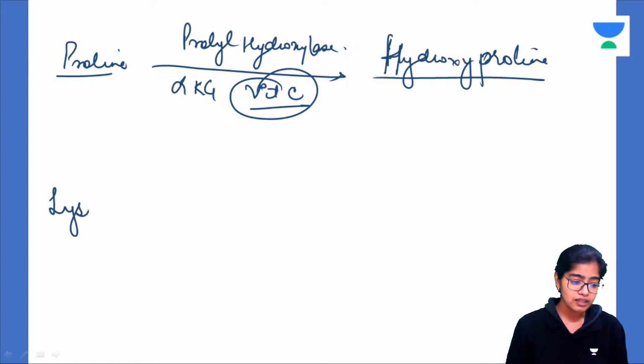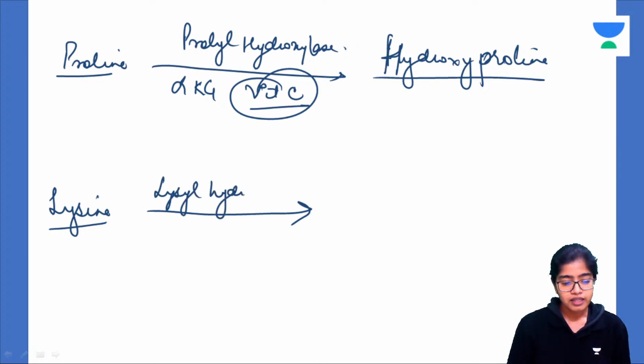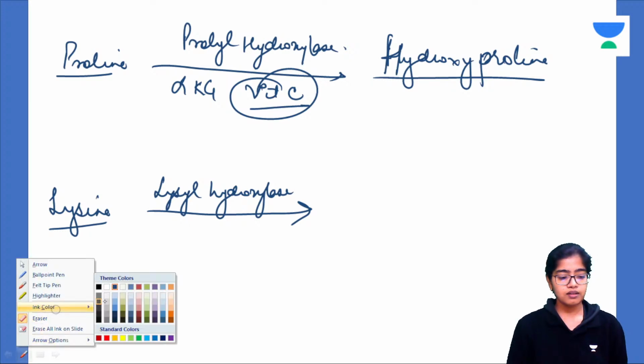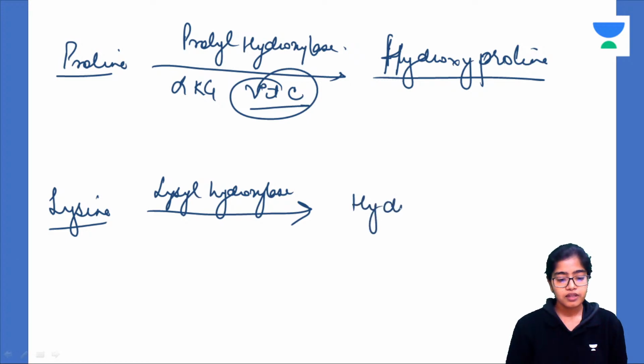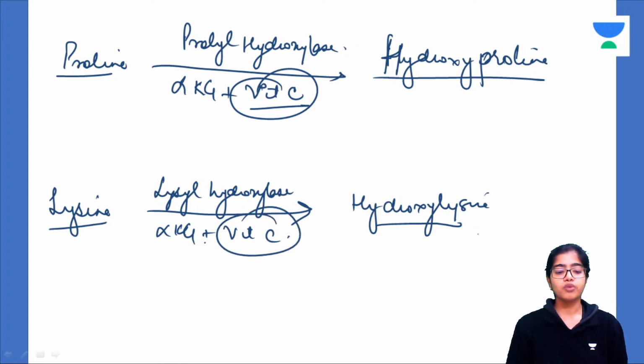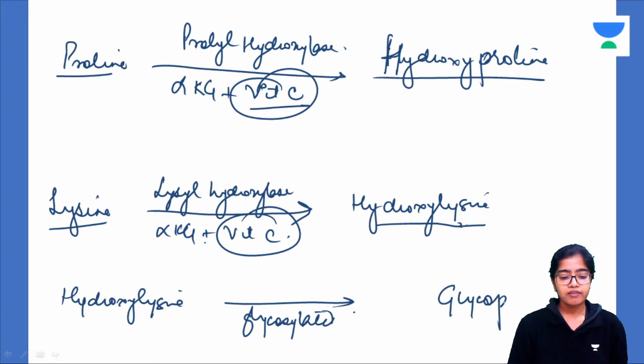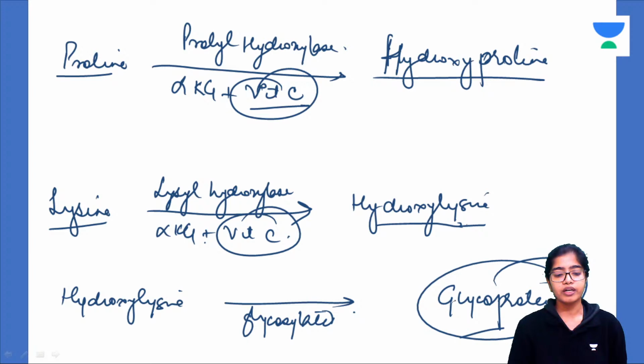Similarly, there is another amino acid, lysine, that is present. It also gives strength and stability. Lysyl hydroxylase similarly converts it into hydroxylysine, with similar cofactors, alpha ketoglutarate and vitamin C. Therefore, the absence of vitamin C in scurvy is going to lead to instability of the collagen molecule. Now, hydroxylysine molecules are also glycosylated. Therefore, collagen is a glycoprotein. Why? Because it contains glyco or carbohydrate moieties as well.